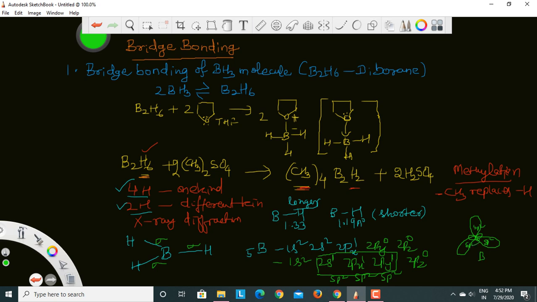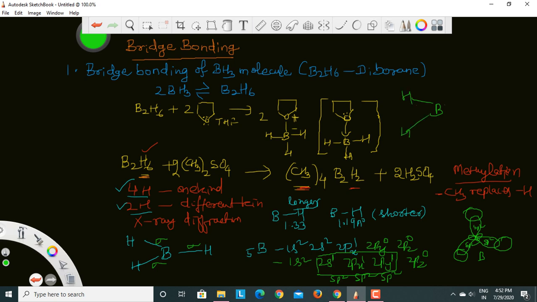Then the 1s of hydrogen will overlap, 1s of hydrogen, 1s of hydrogen, 1s of hydrogen. This is the structure of BH3, the monomer of diborane or boron hydride. So, okay, this structure is understood, accepted. Hybridization is sp2. But what is the hybridization and structure of B2H6? Now, BH3 is making this structure.